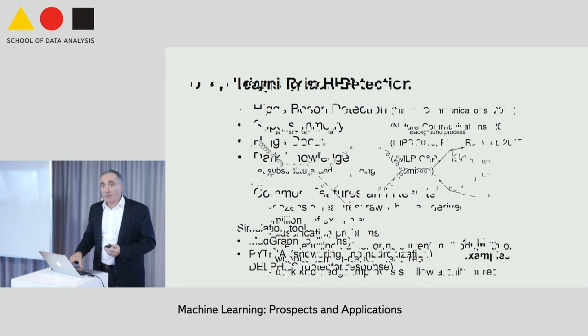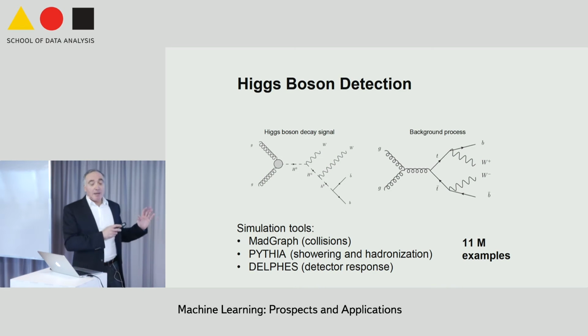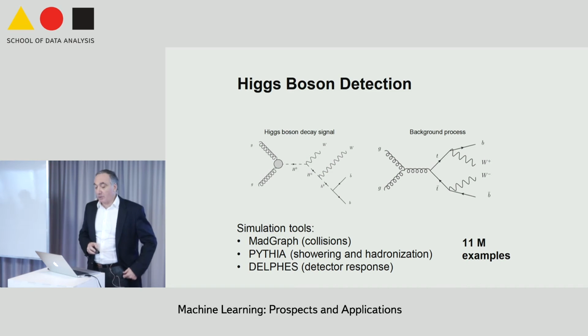Pierre, just a quick question here. So in terms of classification, how many classes are there? The example I'm going to show you, there's going to be only two classes. There's going to be Higgs or no Higgs in this example. But there are other problems where I could show you more classes.